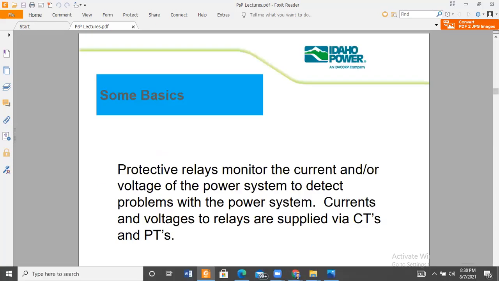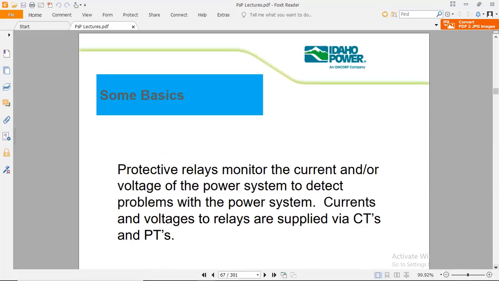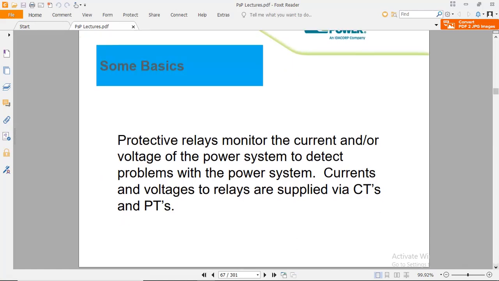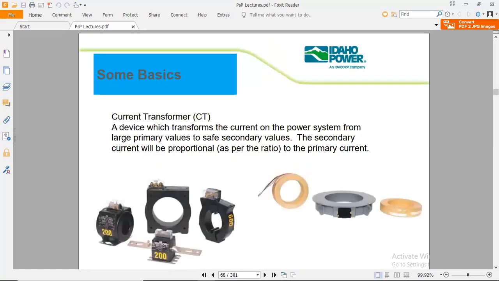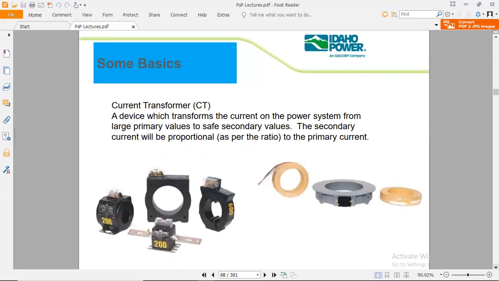So further, if we move towards some basic scenarios, protective relays monitor the current and or voltage of the power system to detect problems with the power system. Currents and voltages to relays are supplied via CTs and PTs. So CTs and PTs play a vital role in power systems in sensing the current and voltage respectively.